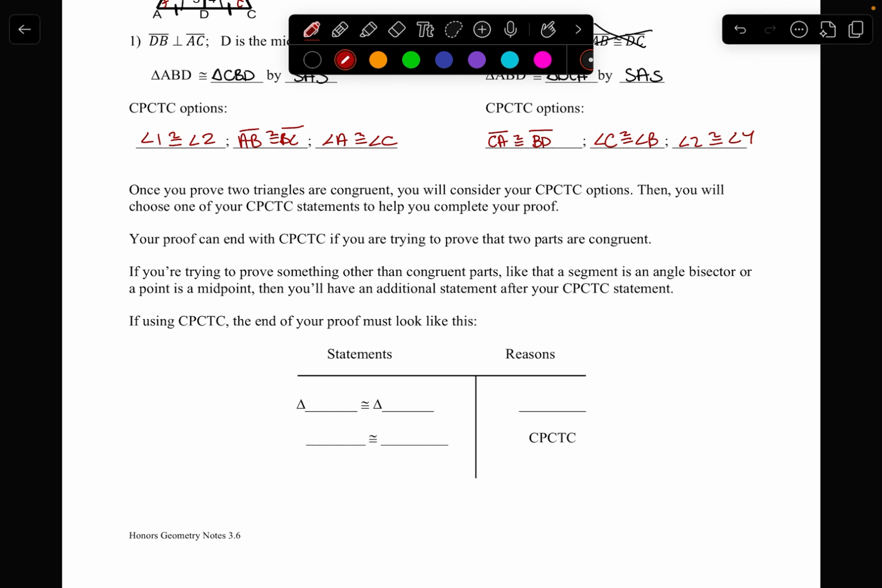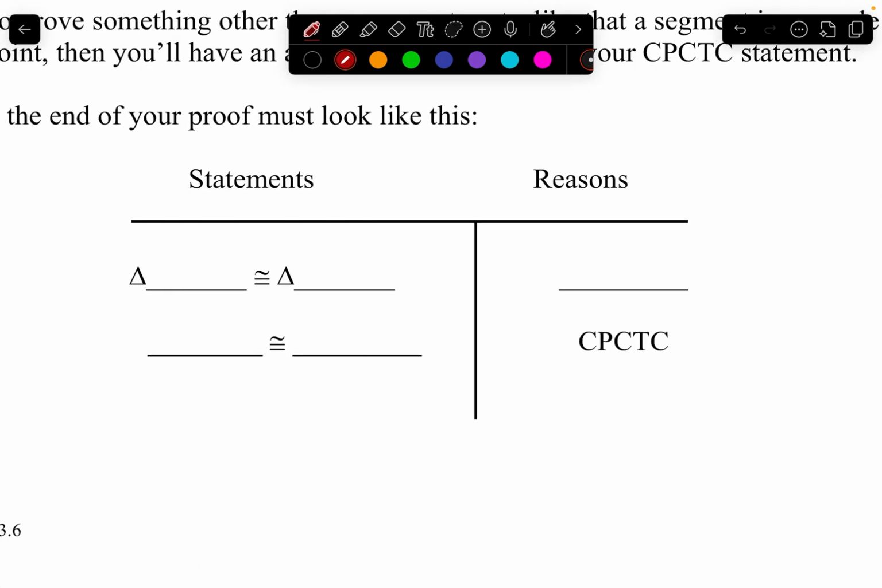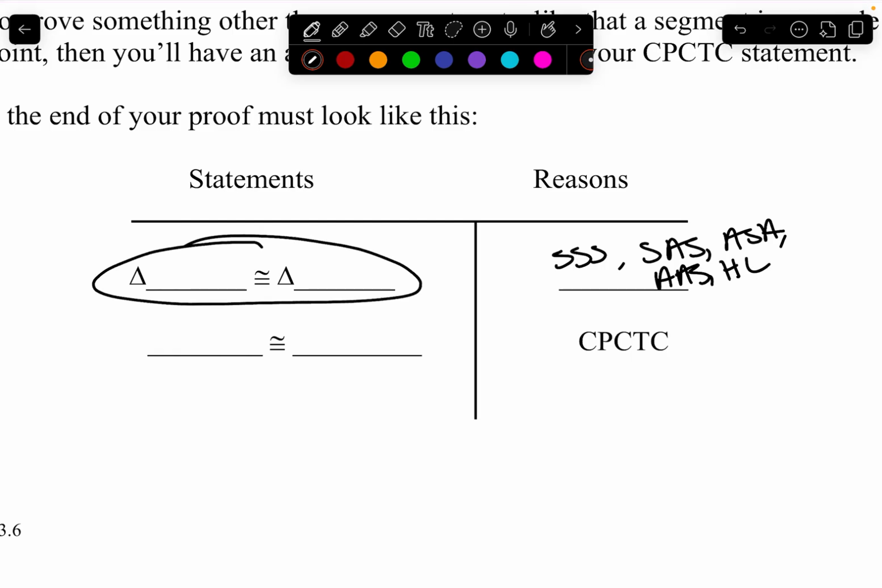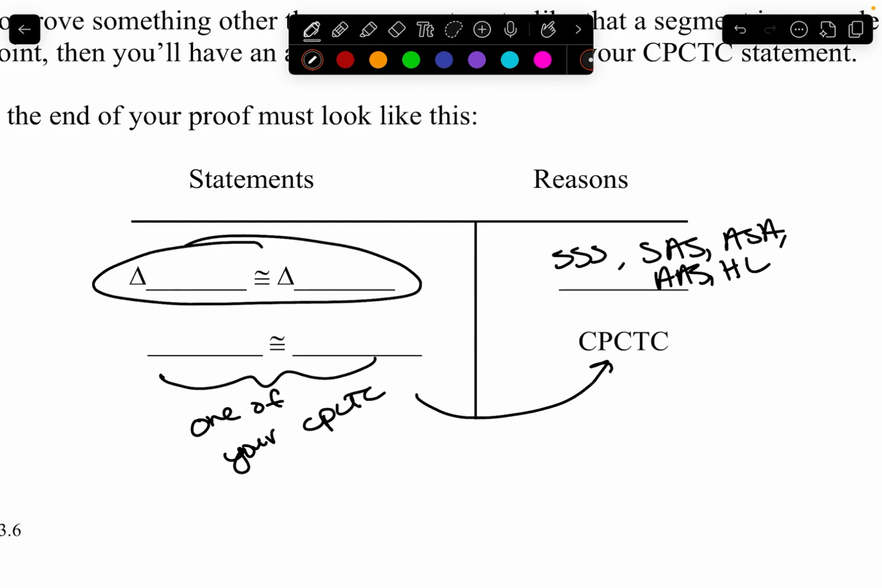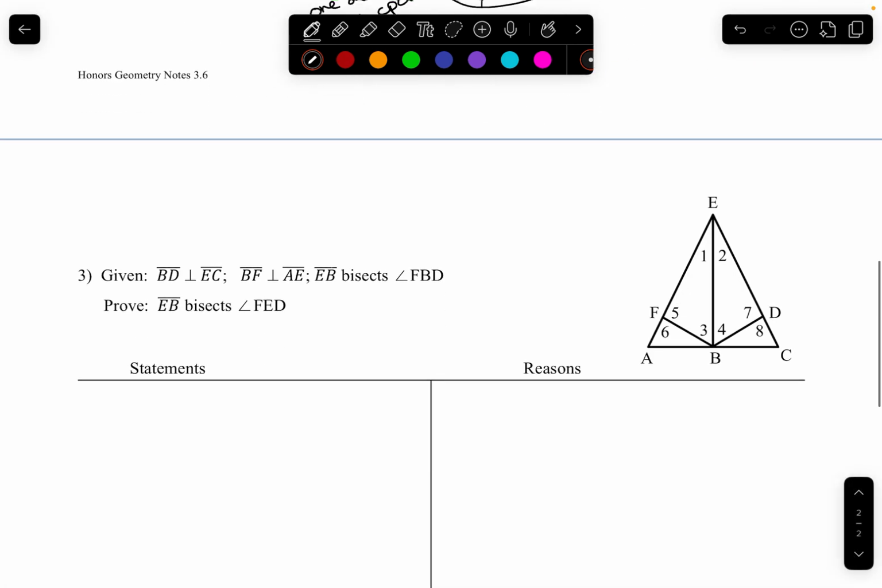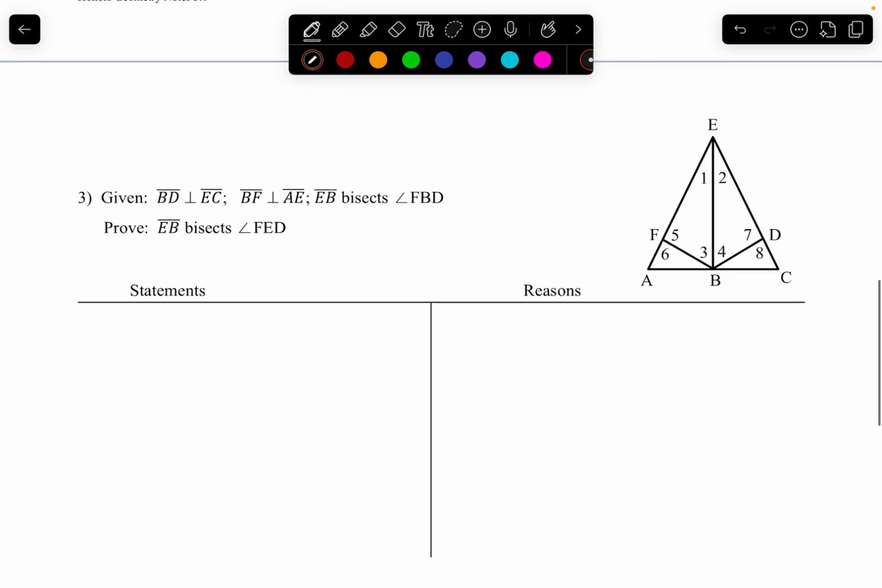If using CPCTC, the end of your proof must look like this. So you're going to have your two triangles are congruent by either side, side, side, side, angle, side, angle, side, angle, angle, angle, side, hypotenuse, leg. So here is your triangles are congruent. And then right here is going to be one of your CPCTC options, and then your reason will be CPCTC because you've grabbed it out of your CPCTC option list. So best way to do this is just throw you into it, okay?